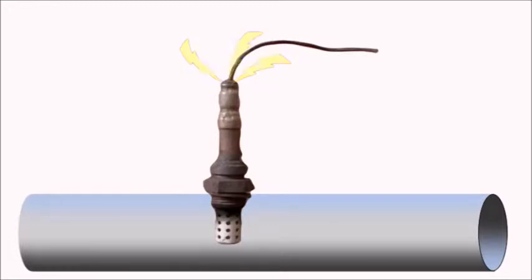An O2 sensor produces its own voltage based on the difference between the amount of oxygen inside the exhaust stream as compared to the oxygen outside the exhaust stream. Well, what the heck does this mean?